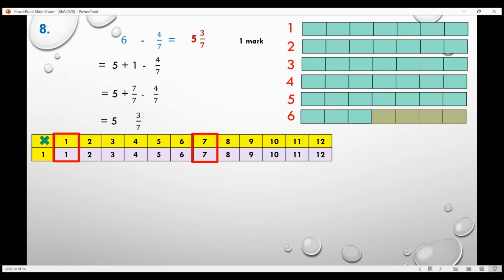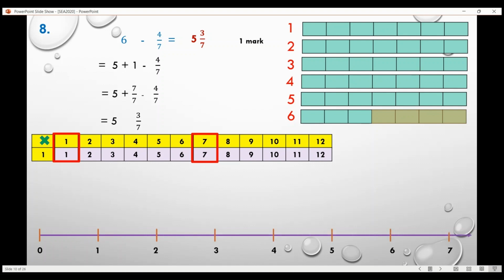5 and 3 sevens. So we're seeing a couple different ways to work this question. We can also look at the idea where teachers teach it using a number line. And there are benefits to each one of these. And it's good for students to be able to recognize different ways of approaching the question. So we're looking at 6 minus 4 sevens.